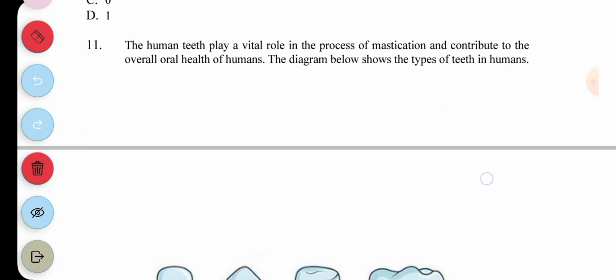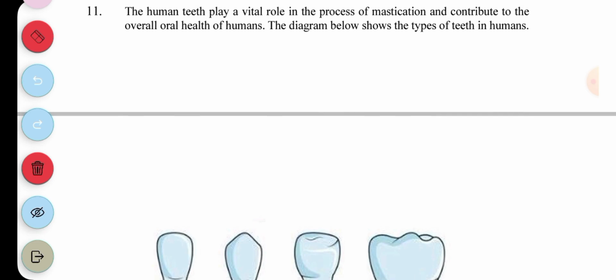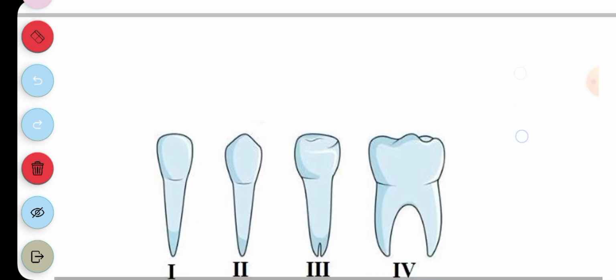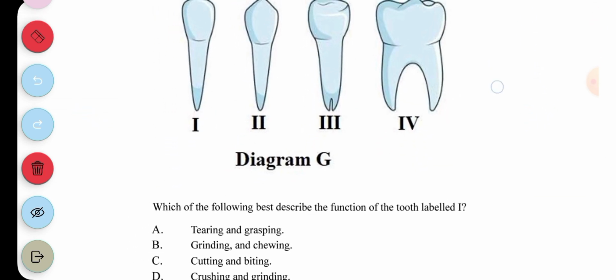Question 11. The human teeth play a vital role in the process of mastication and contribute to overall oral health of humans. The diagram below shows the types of teeth in humans. So here is the diagram. Which of the following best describes the function of the tooth labeled I?